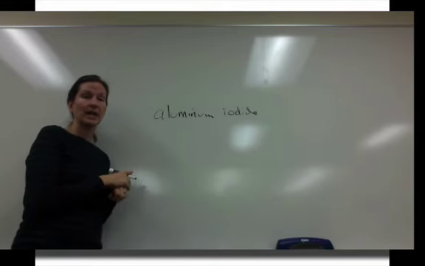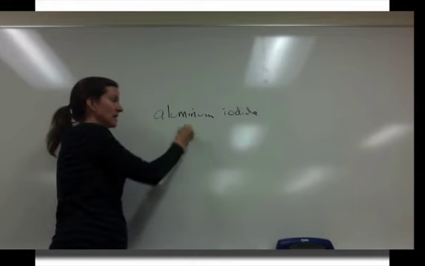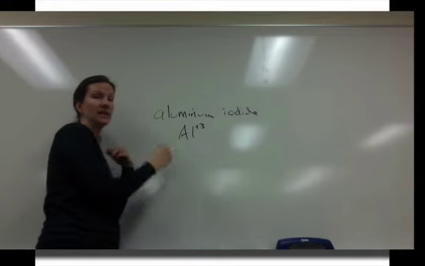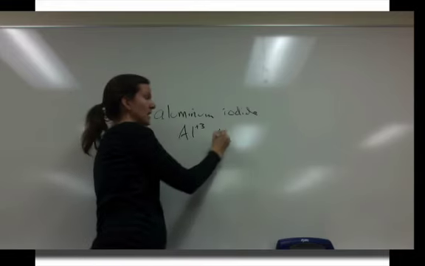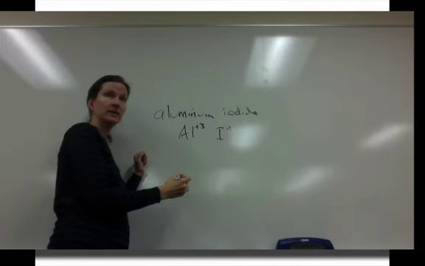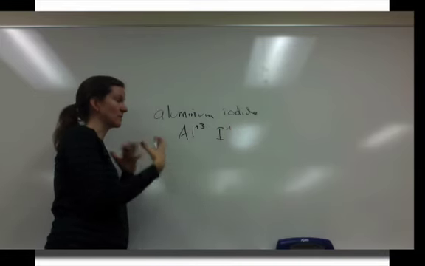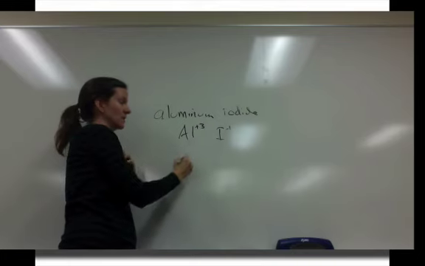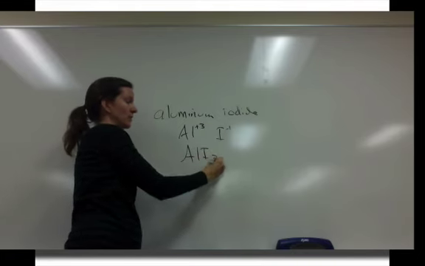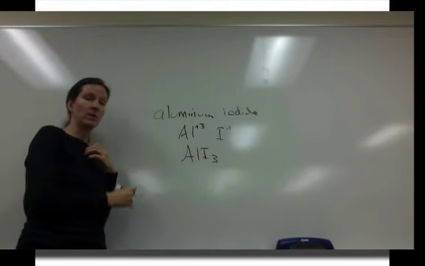For aluminum iodide, I write down my ions again. Aluminum's always a +3 because that's what it is. I memorized it. Iodine's -1. So the lowest common multiple between them is 3, or I can crisscross them, which means this will be the final formula. I need 3 iodines and 1 aluminum.